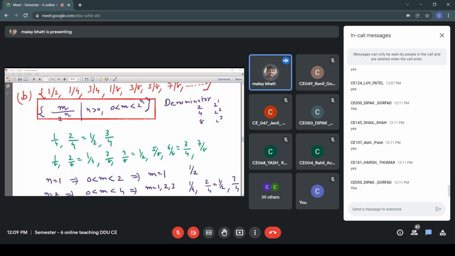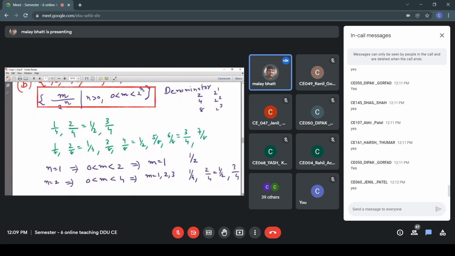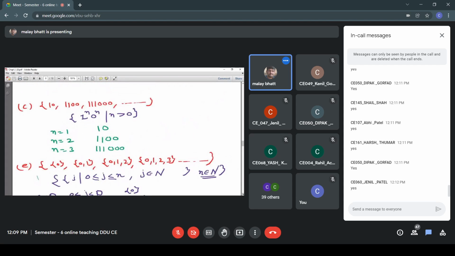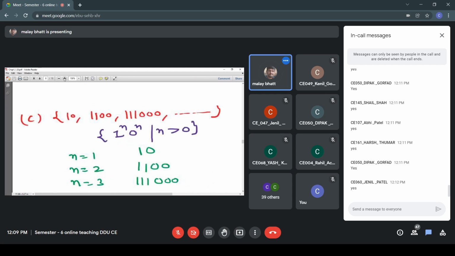Okay, so let us go through the next example. Our goal is we want to represent the different infinite sets. So now we have the third example. Here we have the pattern, which is again an infinite set: 1 0, then 1 1 0 0, 1 1 1 0.